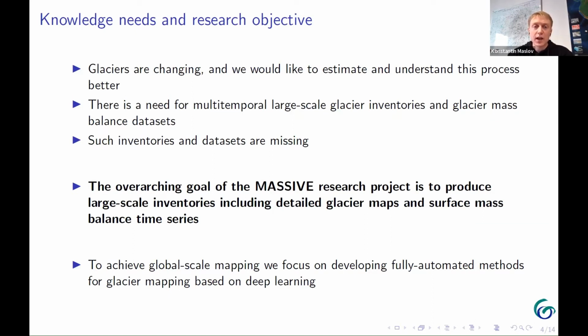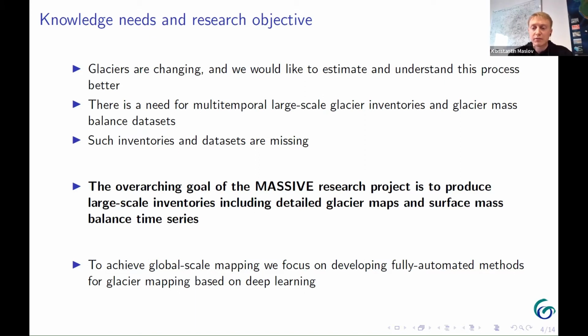So we know that glaciers are changing, and it's especially true for the Arctic because of the Arctic amplification. And of course, we would like to understand this process better in order to make better predictions and to better quantify what's going on. Therefore, there is a need for multi-temporal large-scale glacier inventories and glacier mass balance datasets. It's better if they have a higher temporal resolution as well. But unfortunately, such inventories and datasets are missing.